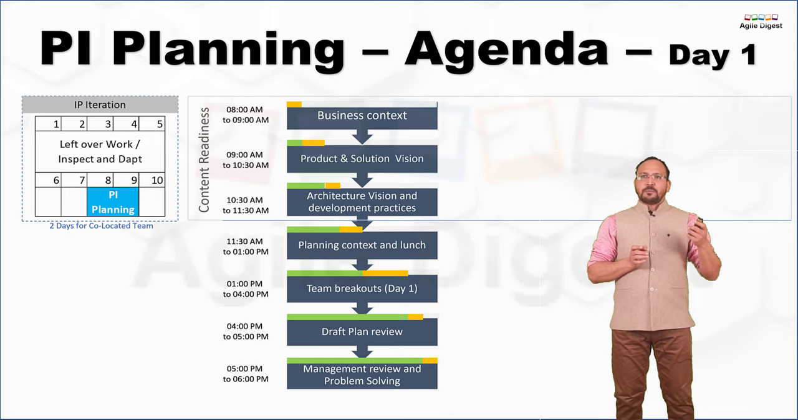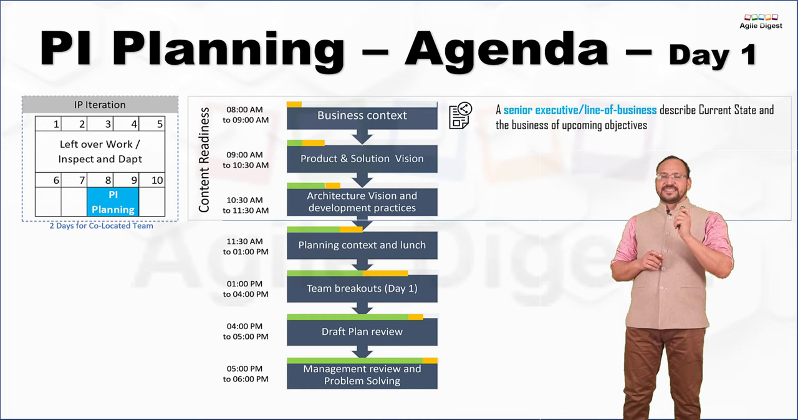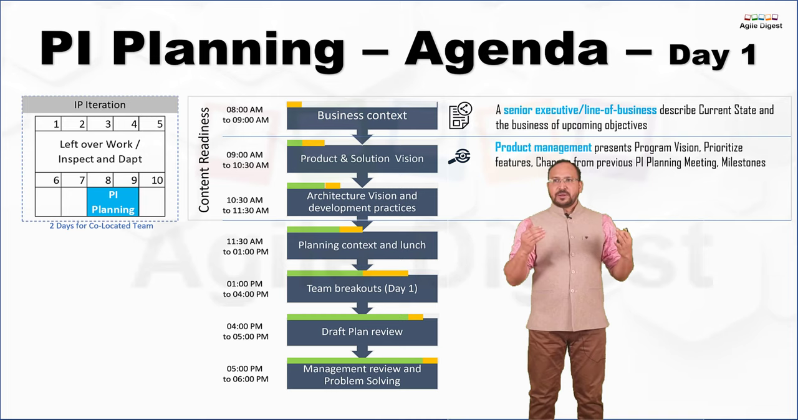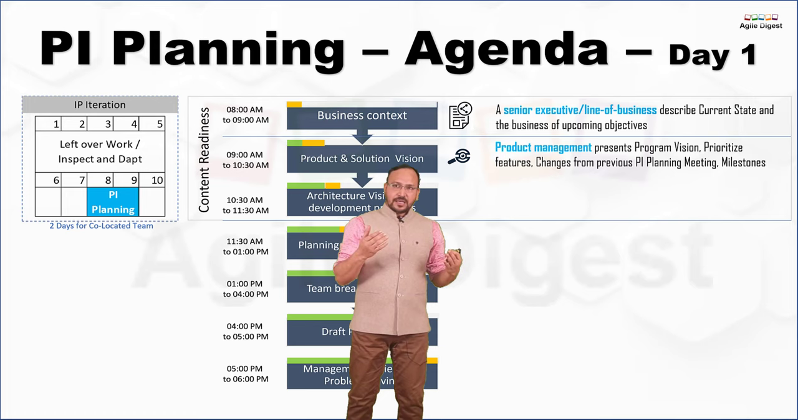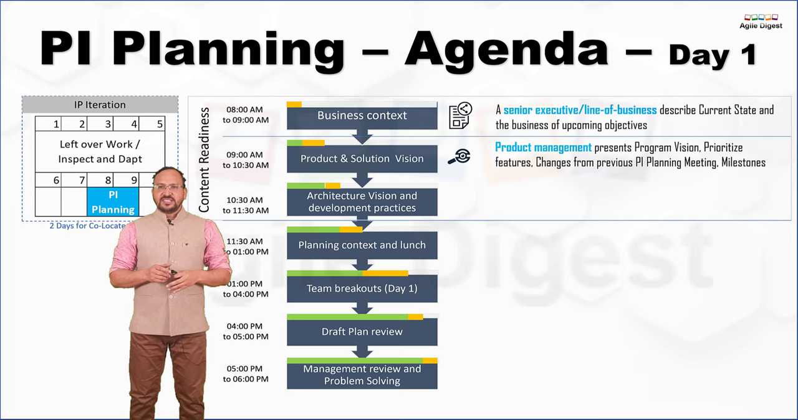If I talk about what exactly these first 3 topics are, those are content readiness. Business context is where a senior executive or line of business describes the current state of the business and what their upcoming objectives or vision are. Product solution and vision is where product management presents program visions, prioritizations, different features they have, the changes from the previous PI planning, and any milestones they have.